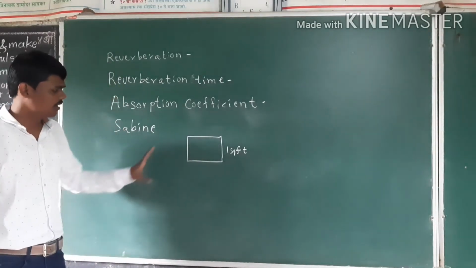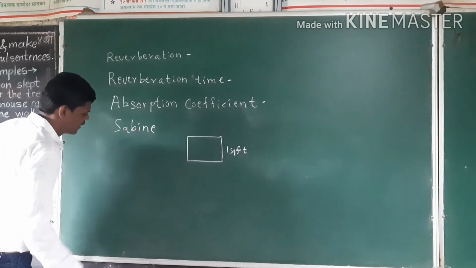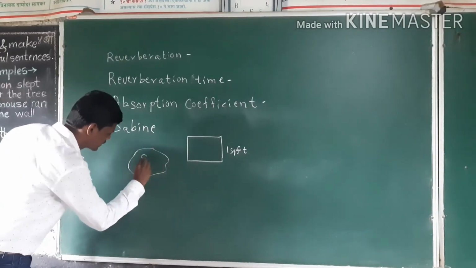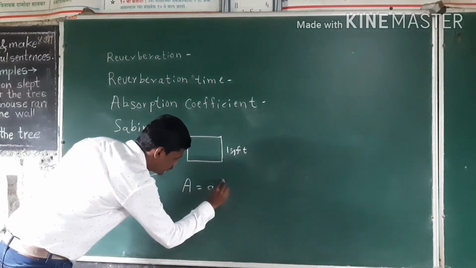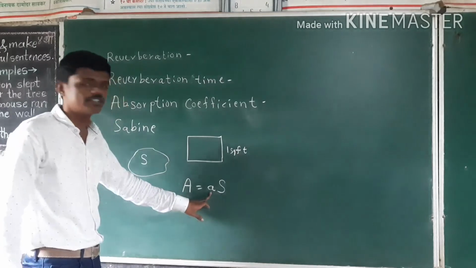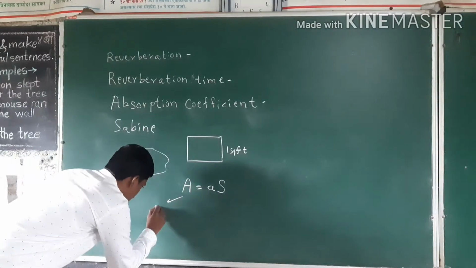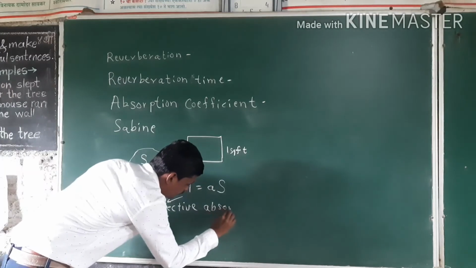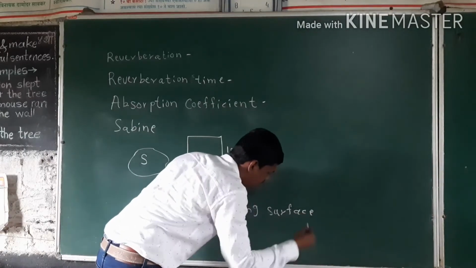Now, if you want to find the absorption coefficient of any surface, we can find it by considering an arbitrary surface whose total area is S, capital S, and then we can give the relation capital A is equal to small a into S. So what is this S? S is the total surface area. Then small a is the coefficient of absorption. And what is capital A? A is the effective absorbing surface area, we can say.